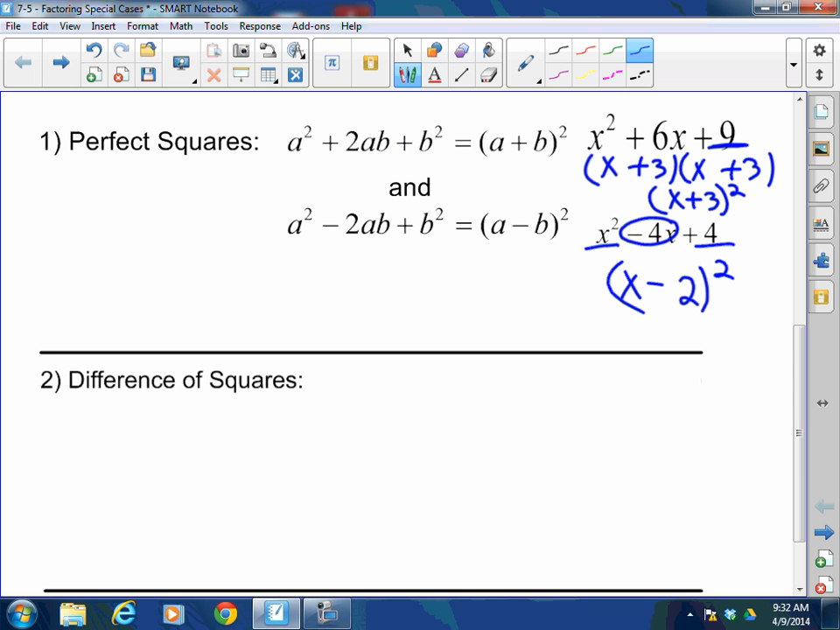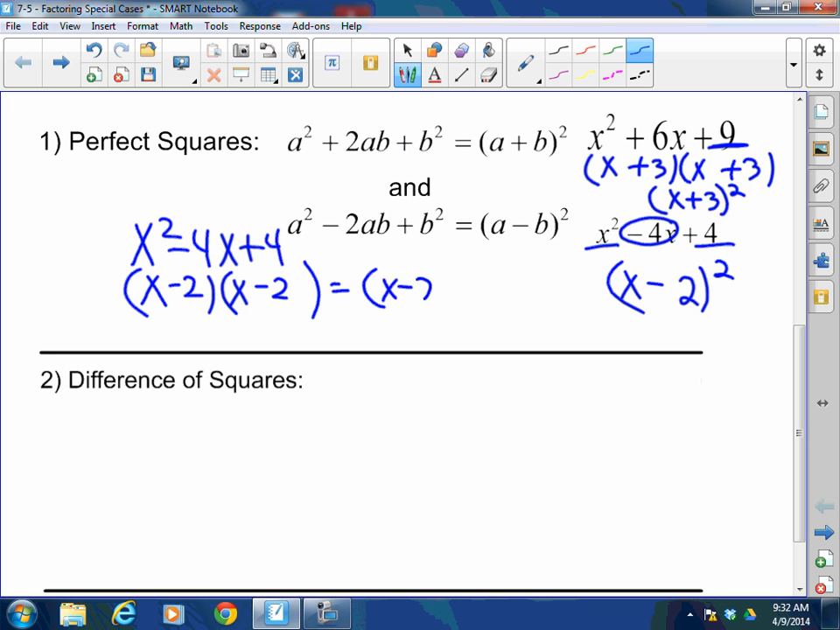Are you guys seeing the process here? Now, you don't want to learn it? Okay. You don't like it? Okay. You're scared you may forget it? Okay. Do it the long way. x, x. What times what is positive 4, but when added together is negative 4? Negative 2, negative 2. Doesn't that equal x minus 2 squared? So it doesn't matter. However, it's good to know them.